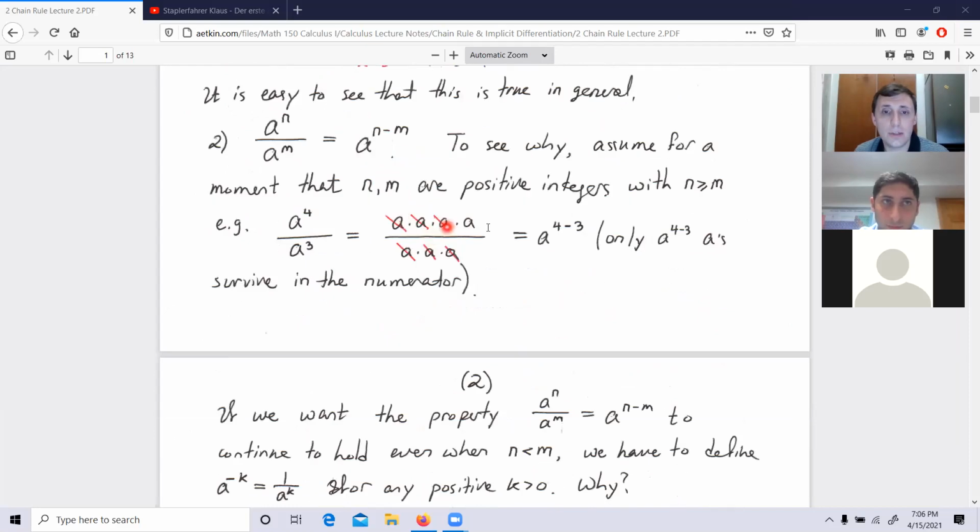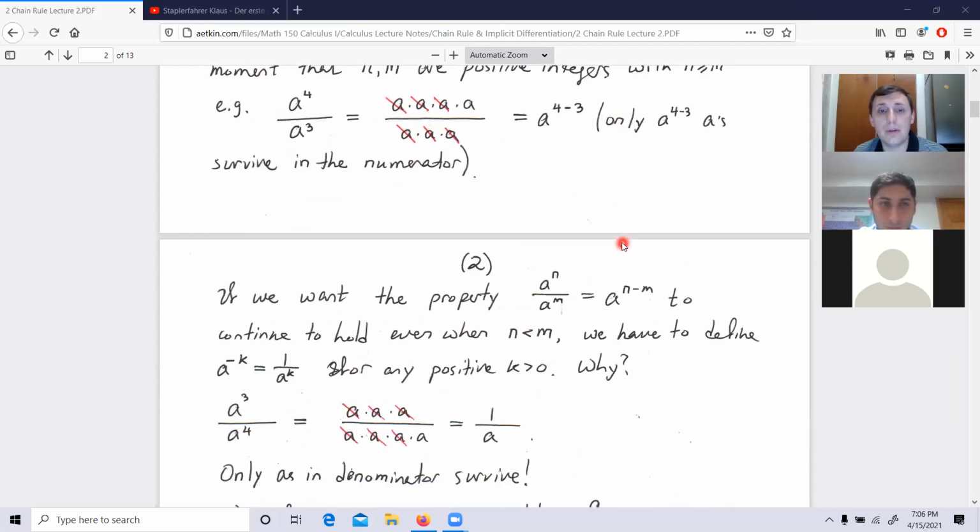Yes? So we have that this is a to the 4 minus 3, if it's 4 over 3. And if we want the rule to hold in general, we want a to the n over a to the m to be n minus m. We must have this interpretation of a to the power of a negative number. A to the power of minus k is 1 over a to the k.